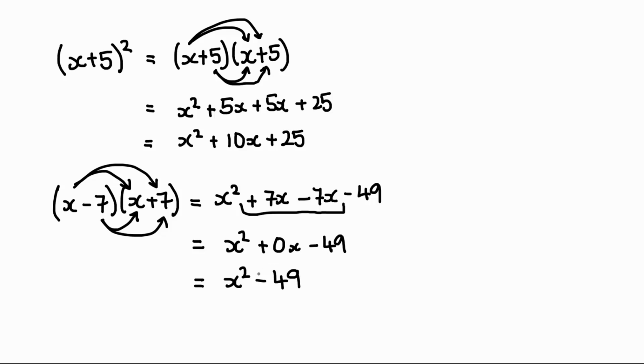And this type of expression is called a difference of two squares, since x squared and 49 are both square numbers, and you have this negative sign here, and that's what makes it the difference.